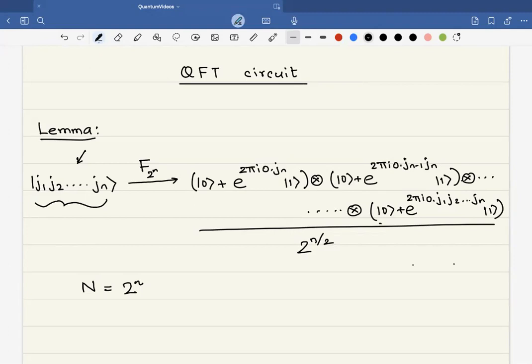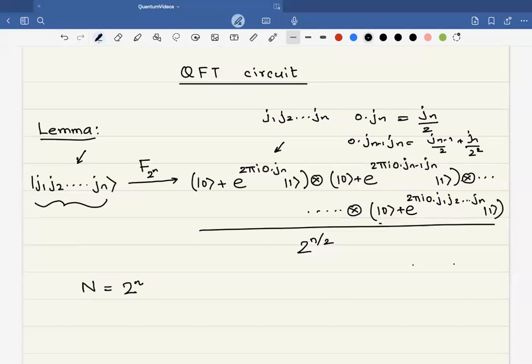And this notation over here is a binary representation of j1, j2, ..., jn. So for instance, 0.jn is equal to jn over 2, where jn can be either 0 or 1, whereas 0.j(n-1)jn is equal to j(n-1) over 2 plus jn over 2 squared. So this is the lemma.